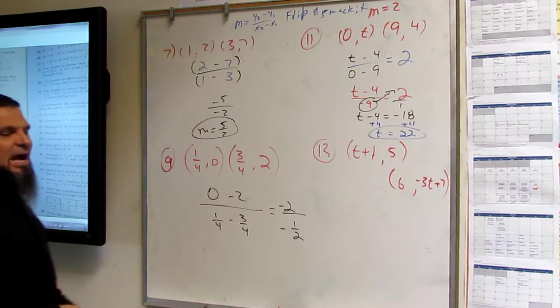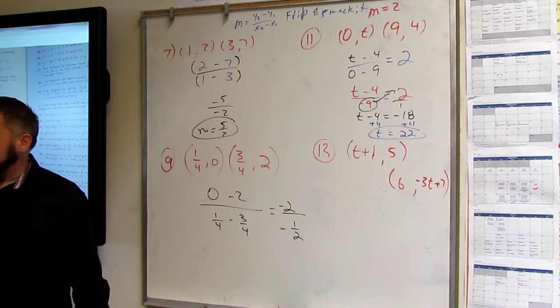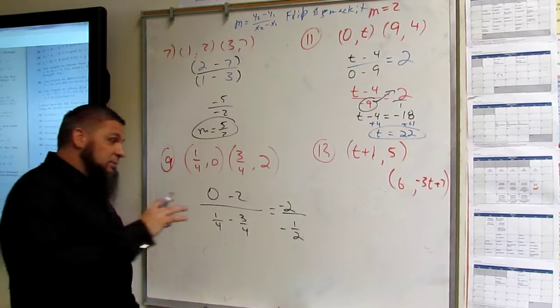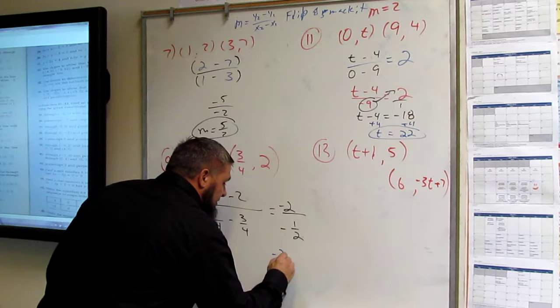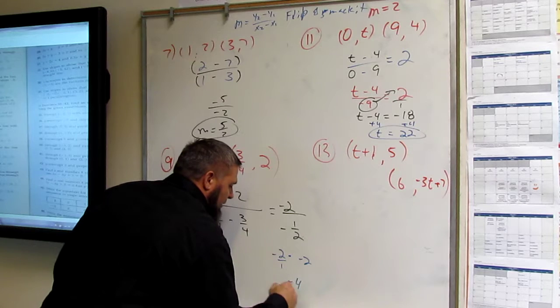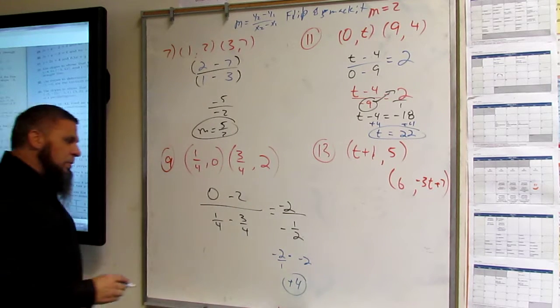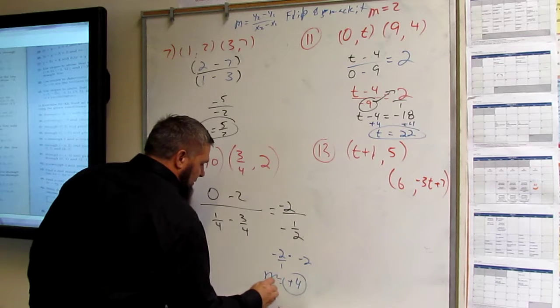Alright, when I divide by a fraction, what do you do? Multiply by the reciprocal. Yeah, you flip it and you multiply, right? So I've got negative 2 over 1 times negative 2, which is negative 4 or positive 4? Positive 4. So my slope is 4.